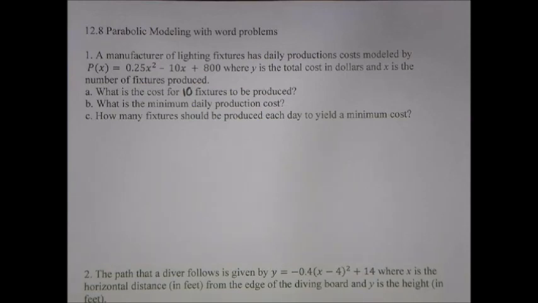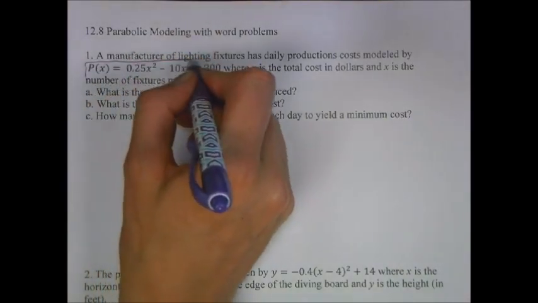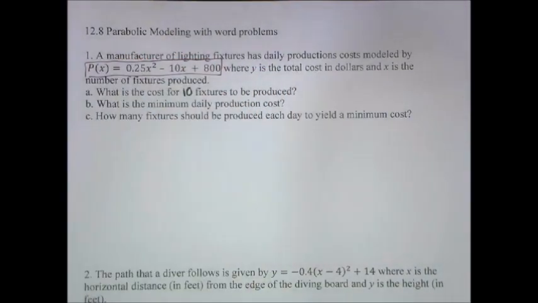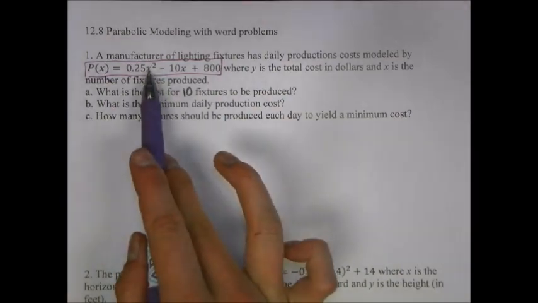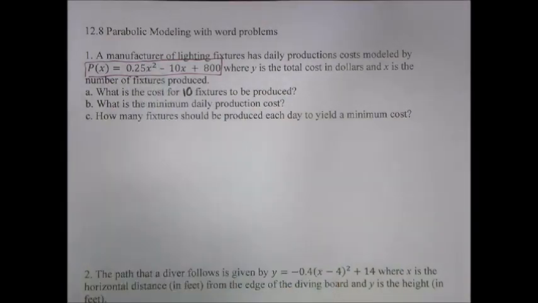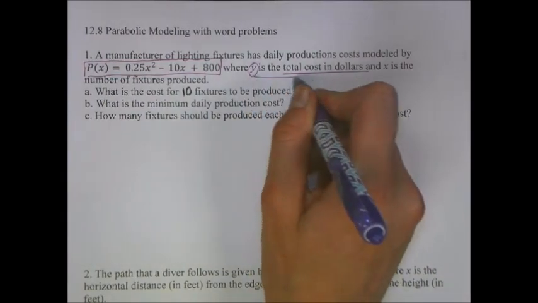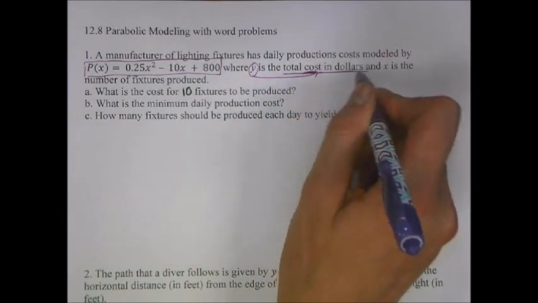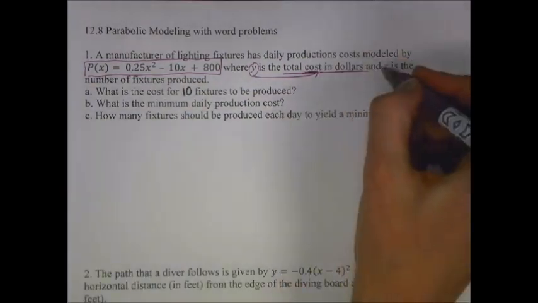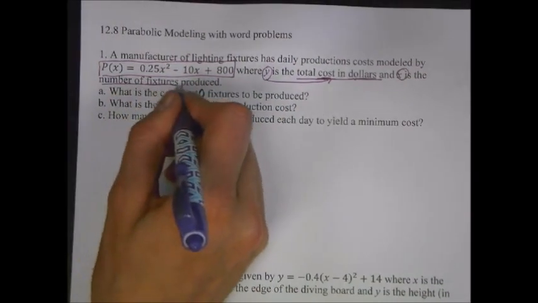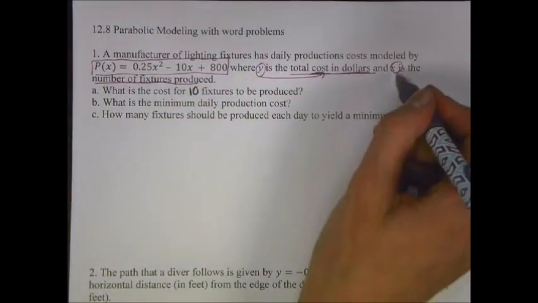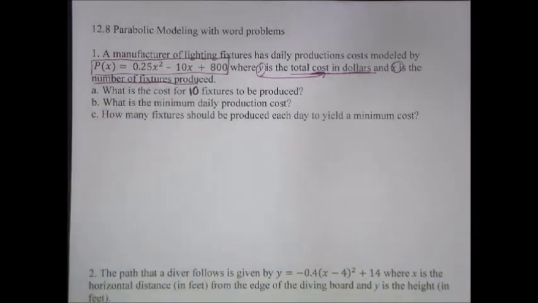I am going to have us underline and circle keywords. A manufacturer of lighting fixtures has daily production costs modeled by P of x equals 0.25x squared minus 10x plus 800. I'm noticing that we have an x squared here, so it's a quadratic where y is the total cost in dollars. So it's the cost, and our units are dollars. X is the number of fixtures produced. So x is number of fixtures.